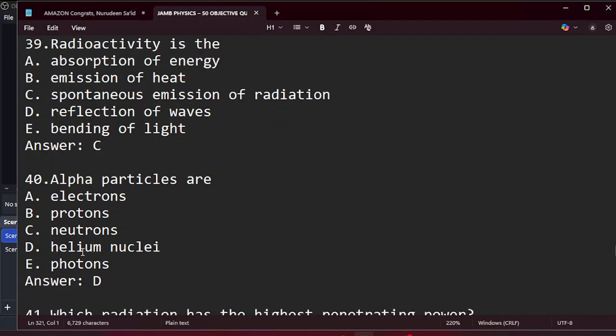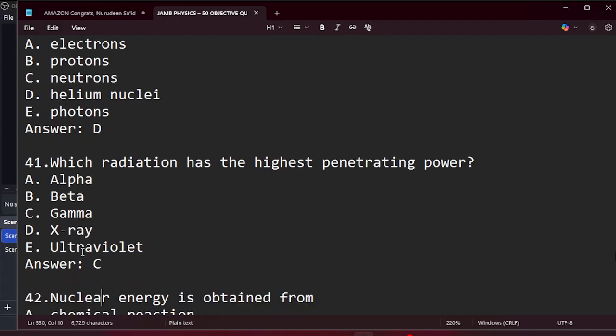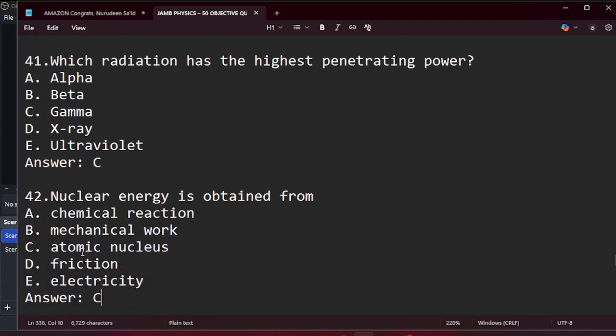Question number 40. Alpha particles are A, electrons, B, protons, C, neutrons, D, helium nuclei, and E, photons. The answer is D, which is helium nuclei. Question number 41. Which radiation has the highest penetrating power? A, alpha, B, beta, C, gamma, D, X-ray, E, ultraviolet. The answer is C, which is gamma.